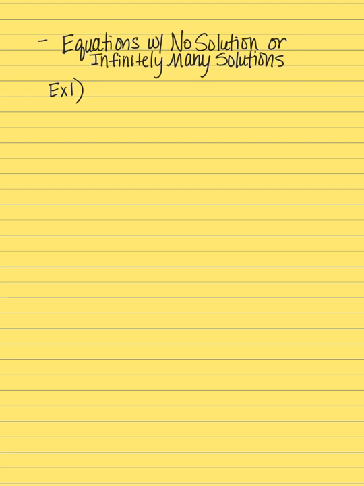Sometimes you solve an equation and the variables cancel out and you end up with no solution, or sometimes you end up with something called infinitely many solutions, which means there's an infinite number of answers that would work in that problem. So what I'm going to do is show you some examples of that and how you can tell when that happens. So let's start with just a few very simple ones.